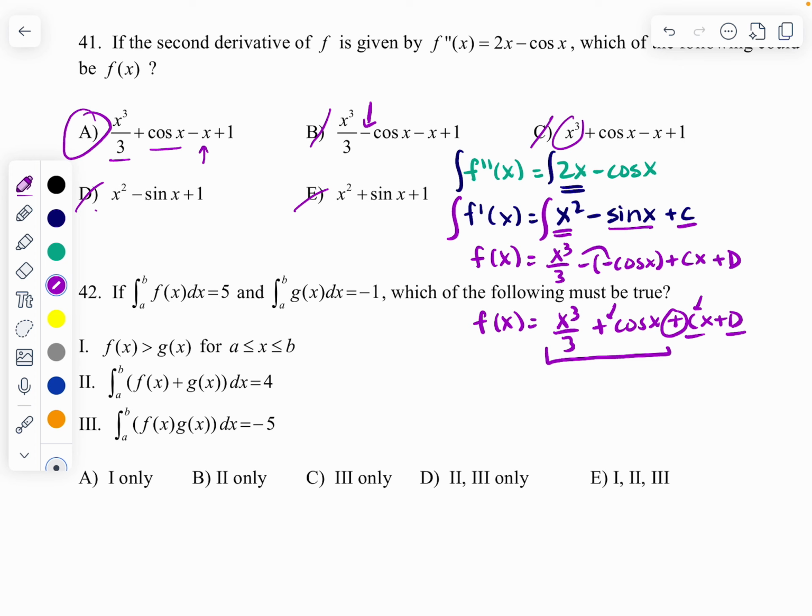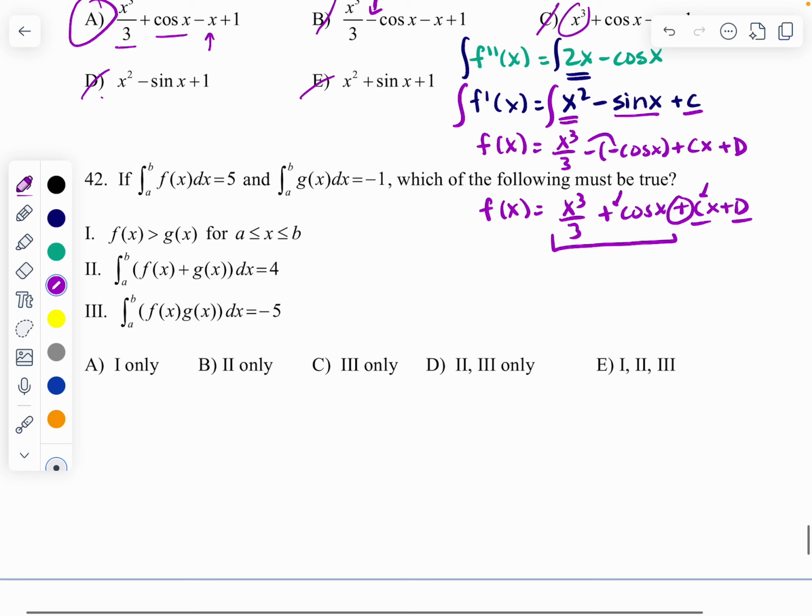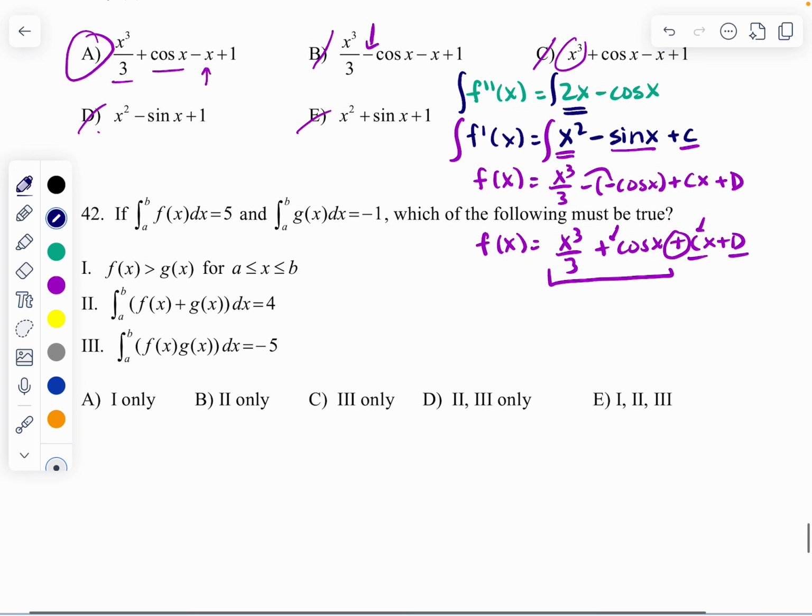Okay? Let's look at 42. Okay, so for this one, this looks like integral rules or something like that. So it says from a to b, the integral of f of x is 5. From a to b, the integral of g of x is -1. Which of the following must be true?